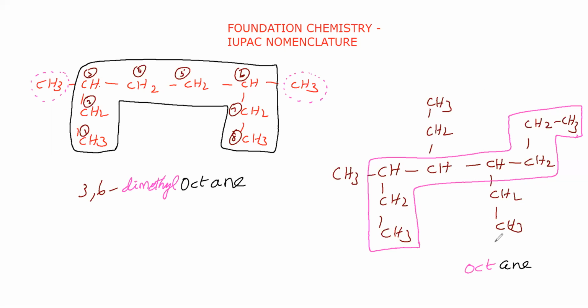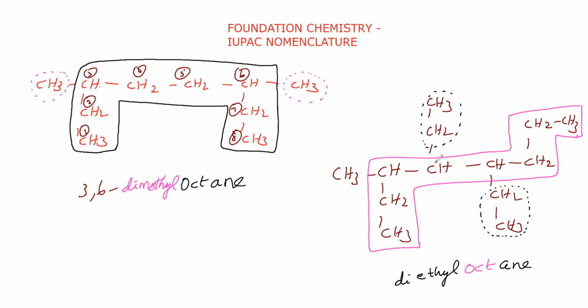Next, we will see the branch. This is the branch. This ethyl is present at the branch. This CH2, CH3, this is called ethyl. This ethyl group comes under prefix. How many ethyl groups are there? 2 ethyl groups are there. Therefore, we can say diethyl.